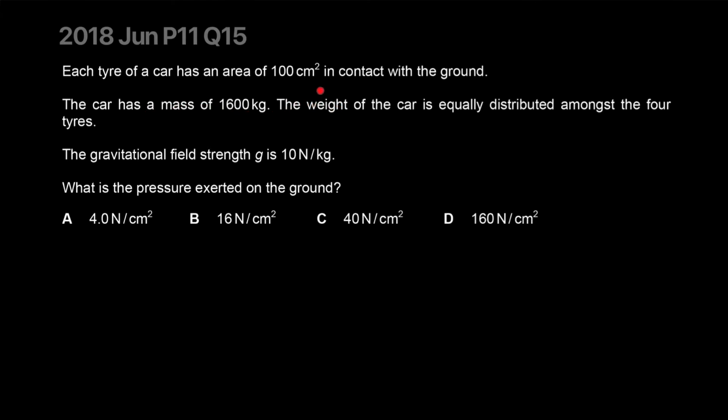Each tire of a car has 100 centimeters squared in contact with the ground. The car has a mass of 1600 kilograms. The weight of the car is equally distributed amongst the 4 tires. The gravitational field strength is given. What is the pressure exerted on the ground? So one tire, that's the contact area of the tire. And you have 4 tires, and it's trying to ask, what is the pressure?